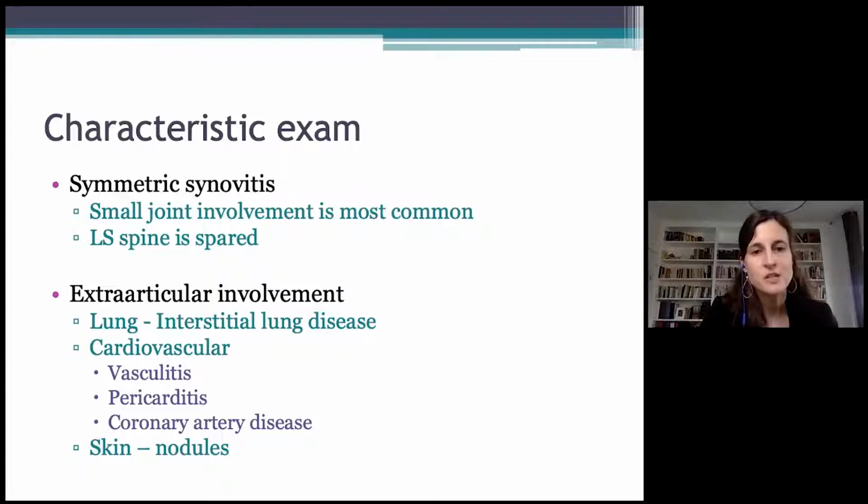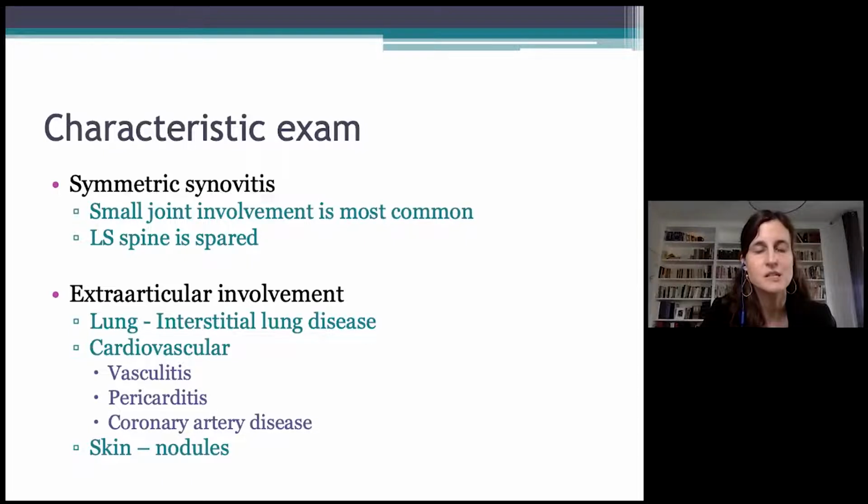In terms of extra-articular involvement, this is generally seen with seropositive patients, especially those who have severe or long-standing disease. But patients with RA can have lung involvement, and this manifests itself as interstitial lung disease. They can have cardiovascular involvement, rarely something like vasculitis developing or pericarditis, and rheumatoid arthritis is also associated with coronary artery disease, which we'll talk about in a little bit. In terms of the skin involvement, you can develop rheumatoid nodules, which again is generally occurring in patients who have seropositive and long-standing disease.